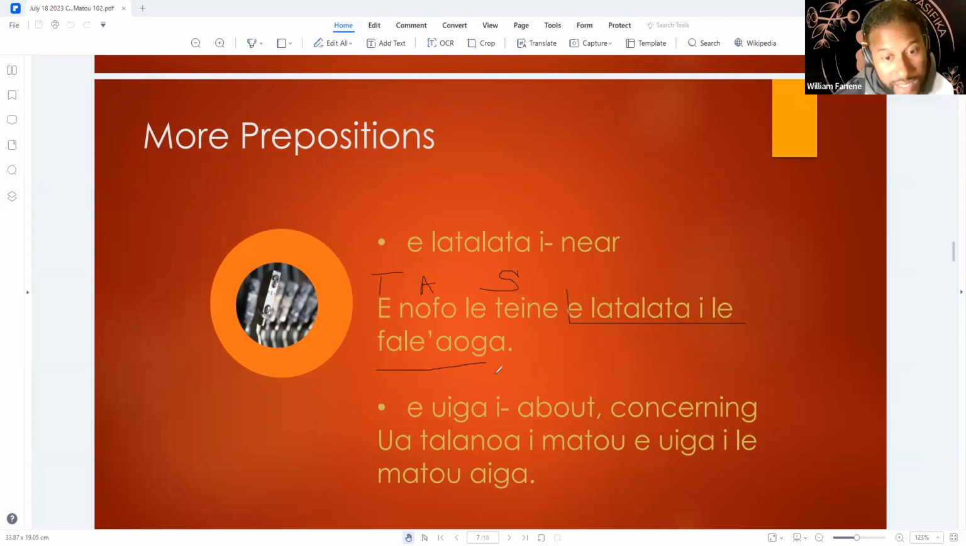And then ewinga i. So this means like about or concerning. So ua, put that right there. Ua talanoa I mato. Ewinga I le mato ainga. So does anyone want to take a stab at this one?